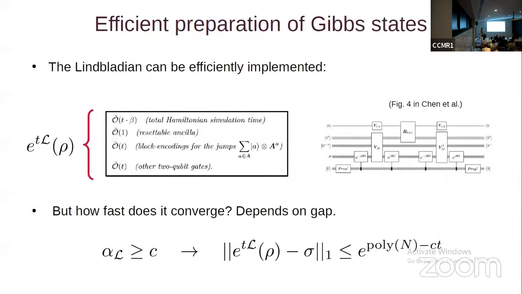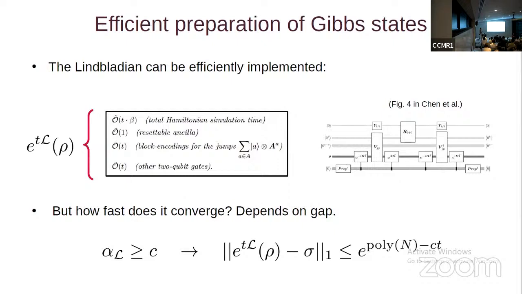And yeah, so the question then is, of course, how fast does it converge? If I know that I can implement this Lindblad evolution for some time t using these resources, which is coming from the paper by Chen et al., the question is, how large does t have to be so that e^{tL}(rho) is close to the Gibbs state? This is usually referred to as the mixing time. And there are multiple techniques to control mixing times. But here we're going to focus on something called the spectral gap of L, which here I'm denoting by alpha_L.